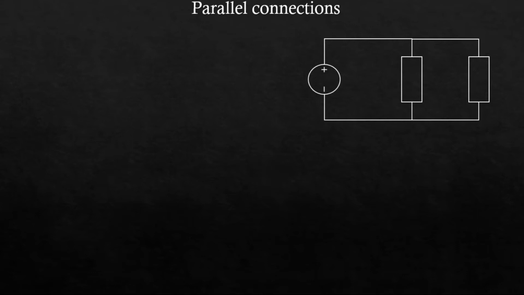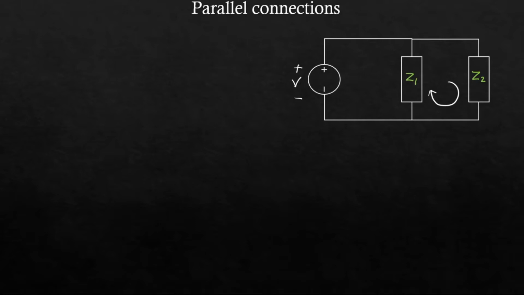Now next comes the parallel connection. In parallel connection, let us say this is my voltage source, this is my element 1 with impedance Z1, and this is my element 2 with impedance Z2. Now if you see, these two impedances are connected in a loop, and this loop consists only of these two impedances and not any other element.